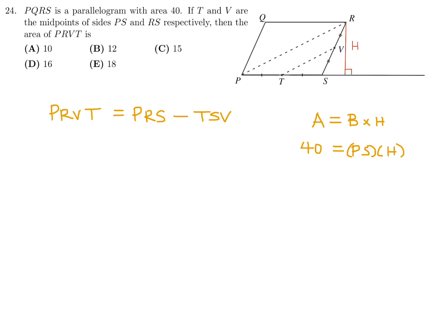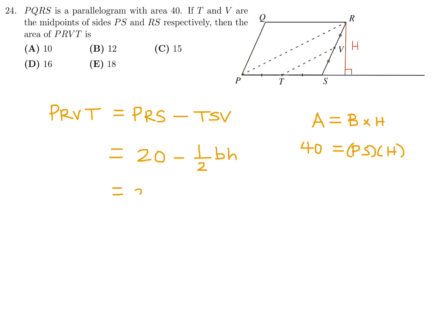Okay, so PRS, first of all, is just half of the parallelogram. The parallelogram has an area of 40, so half the parallelogram will be 20. Right? Now we have to concentrate on TSV. TSV is not a parallelogram, it's a triangle. So that will be a different formula. Similar, but different. 1/2 base times height.